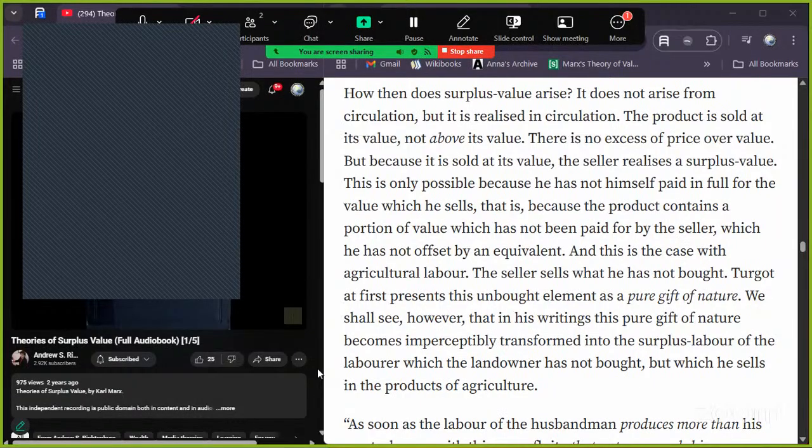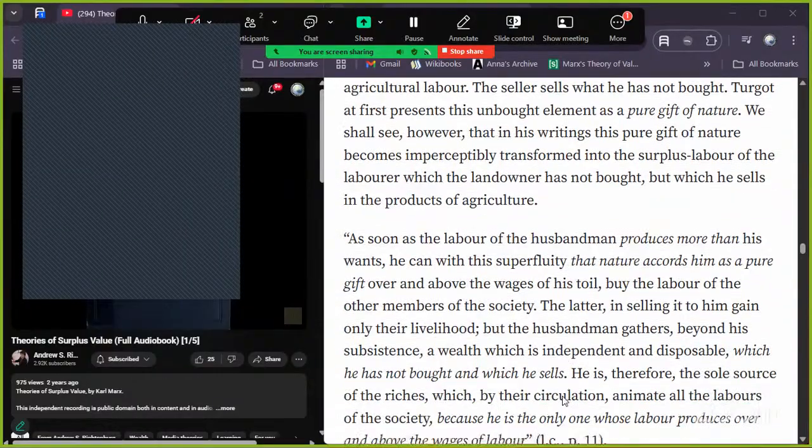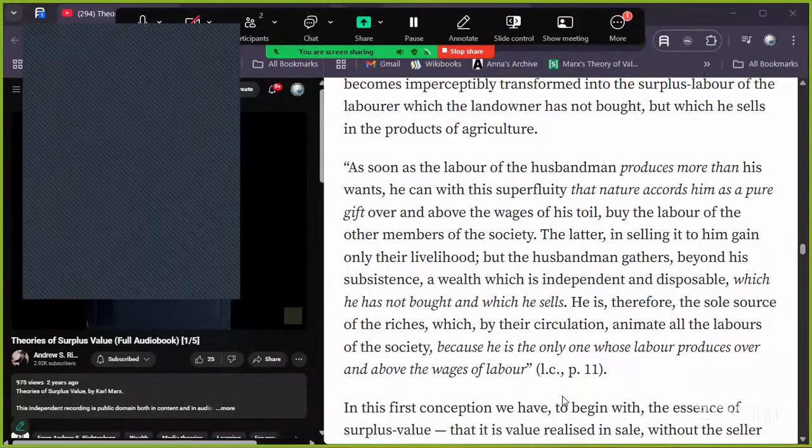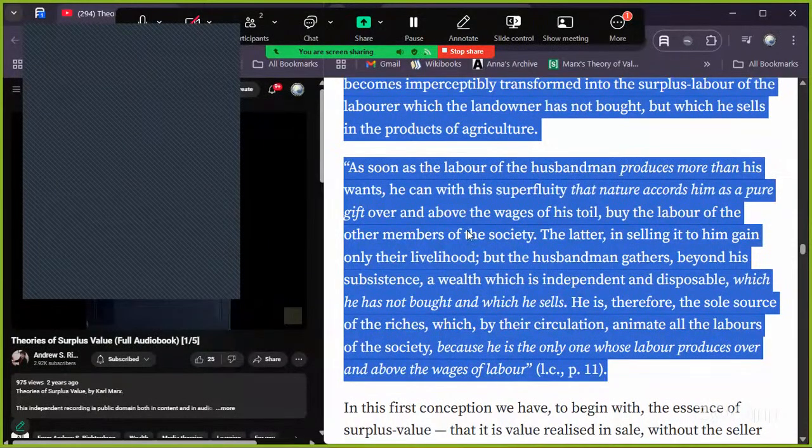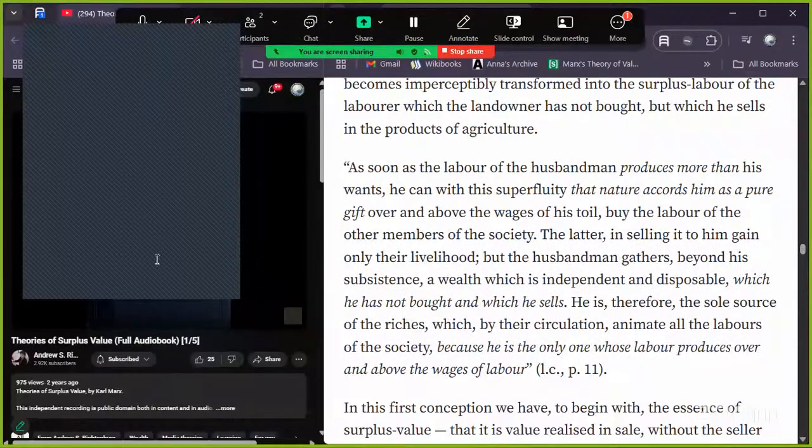Turgot at first presents this unbought element as a pure gift of nature. We shall see, however, that in his writings this pure gift of nature becomes imperceptibly transformed into the surplus labor of the laborer which the landowner has not bought, but which he sells in the products of agriculture. Quote: As soon as the labor of the husbandman produces more than his wants, he can, with this superfluity that nature records him as a pure gift over and above the wages of his toil, buy the labor of the other members of the society. The latter, in selling it to him, gain only their livelihood, but the husbandman gathers beyond his subsistence a wealth which is independent and disposable, which he has not bought and which he sells. He is therefore the sole source of the riches, which by their circulation animate all the labors of the society, because he is the only one whose labor produces over and above the wages of labor.